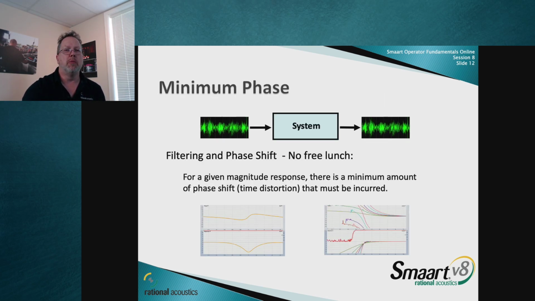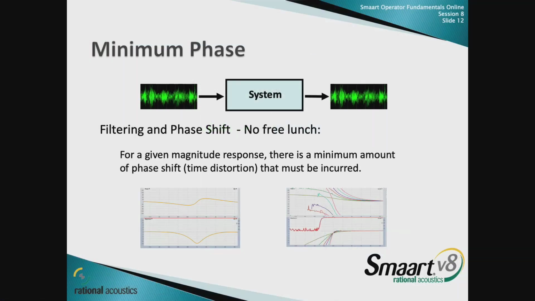Okay, so minimum phase is just the concept that as soon as I filter a system, I'm going to have a time impact there. Why does filtering cause that? Well, you think about it. Filtering treats one frequency or one set of frequencies differently than another frequency. Well, what's the difference between frequencies? Well, it's their rate of oscillation.